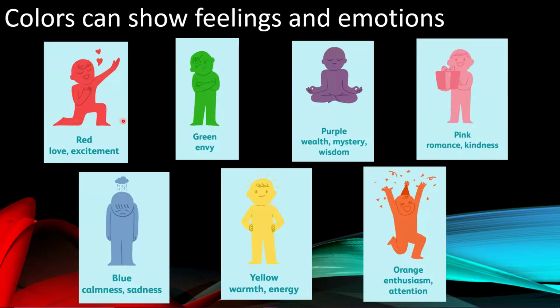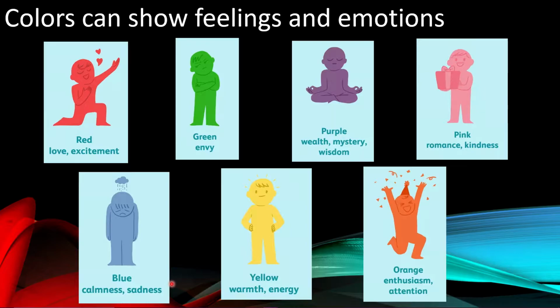First off, we are going to look at red, which is showing love and excitement. Next, we are showing green, which is envy. Envy can also mean jealousy, and green can also be for when you're disgusted. For purple, which we also call violet, that is wealth, mystery, and wisdom. Pink could be for romance, so like loving someone, and kindness.